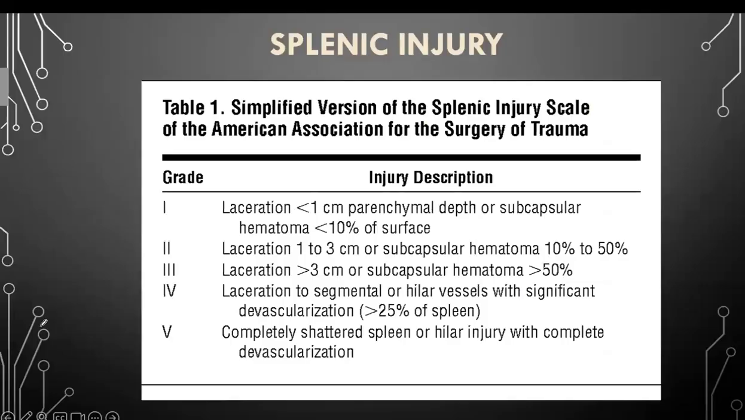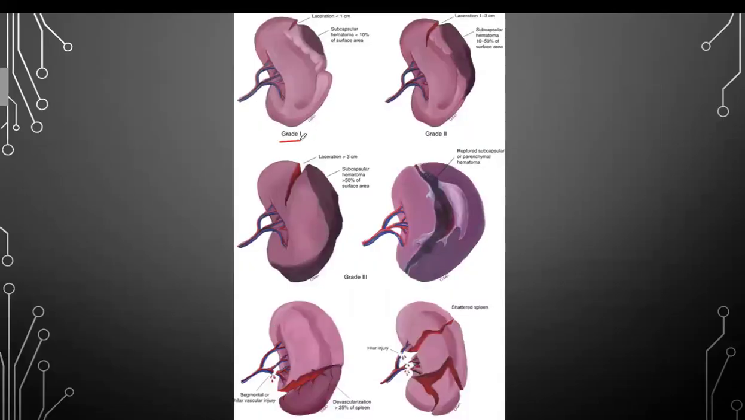So how to manage a spleen injury? Spleen injury has been graded from 1 to 5. If you look at the picture, grade 1 is just a small laceration, less than 1 centimeter, and a subcapsular hematoma less than 10% of the total surface area of the spleen. Laceration between 1 to 3 centimeters is grade 2, and a subcapsular hematoma of 10 to 50%. Grade 3 is either a laceration of more than 3 centimeters or more than 50% of the surface area of the spleen having a subcapsular hematoma. That's when we call it grade 3.